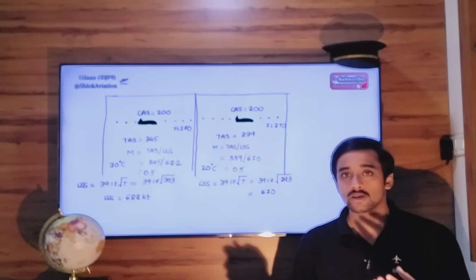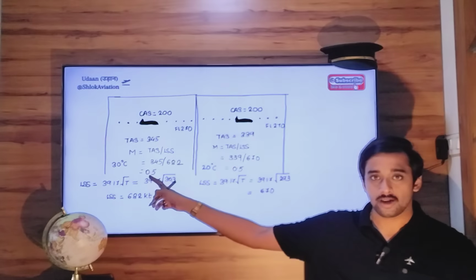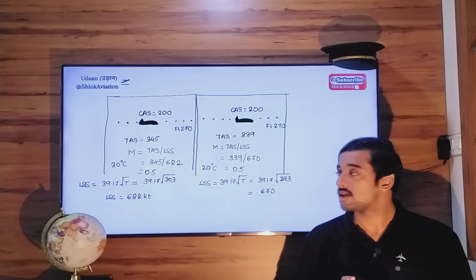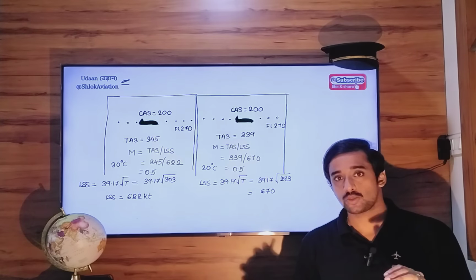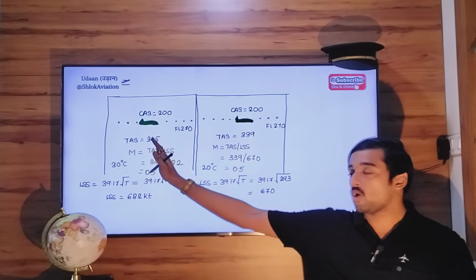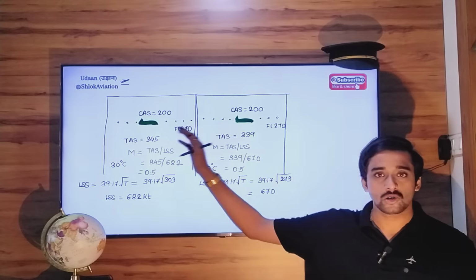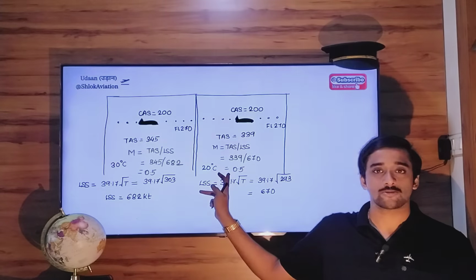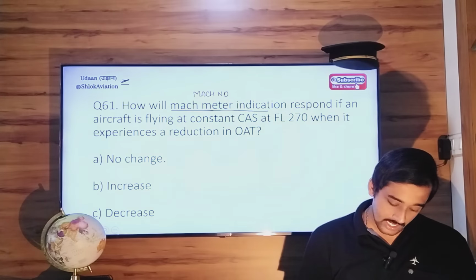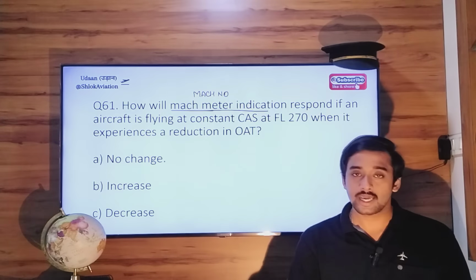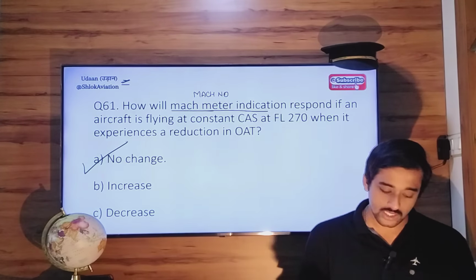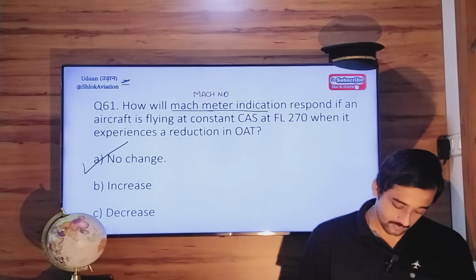So what has happened to Mach number? Warm air mass 0.5, cold air mass again 0.5. So that means when you travel at constant calibrated airspeed, constant altitude, and you change air masses, you travel from warm air mass to cold air mass, or cold to warm, Mach number doesn't change. Mach number remains the same, 0.5, 0.5. So the correct answer here: how will Mach meter indication respond? It will show no change. It will show a constant value.